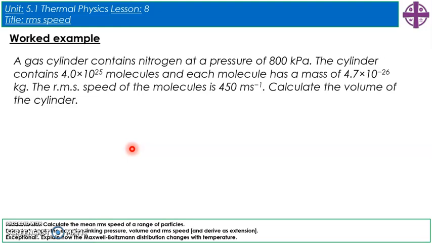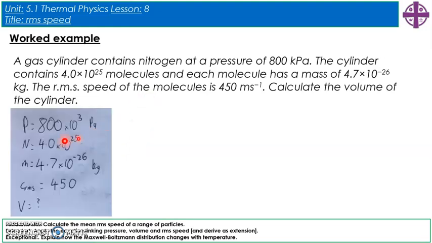Okay, so here we've got a pressure of 800 kilopascals, 800 times 10 to the power of 3. We've got a number of molecules, capital N, 4.0 times 10 to the power of 25. We've got the mass of a single molecule. Remember, m is just the mass of a single molecule. It is 4.7 times 10 to the minus 26 kilograms. And the root mean squared speed of the molecules is 450.